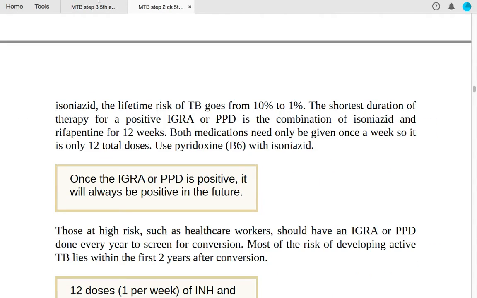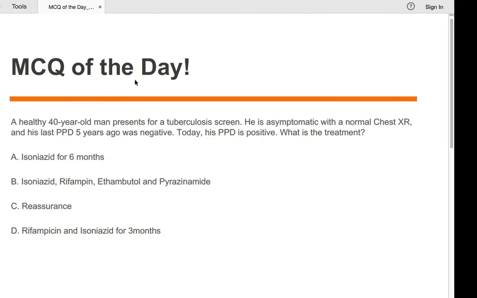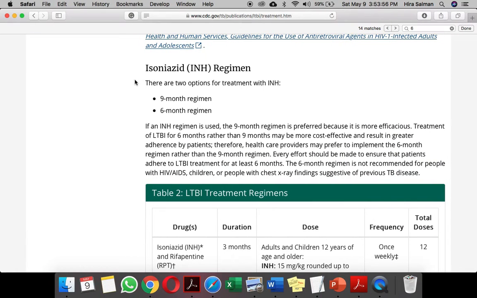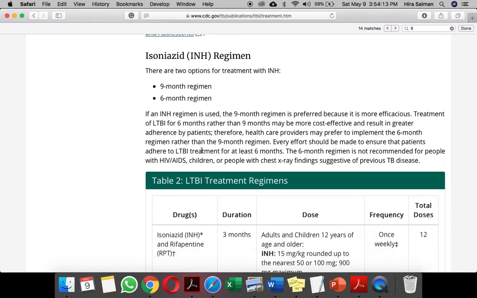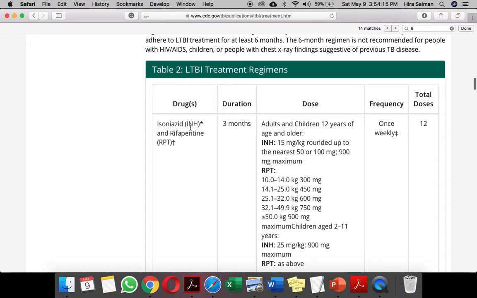Now, if you can see in MTB Step 3, the same thing, but I just wanted to show you these CDC guidelines, that's the Centers for Disease Control and Prevention. Here you can clearly see that there are 2 options for treatment with INH. First is the 9-month regimen and second is the 6-month regimen. If an INH regimen is used, the 9-month regimen is preferred, but we can also go for 6 months. So there are options we can use for isoniazid.